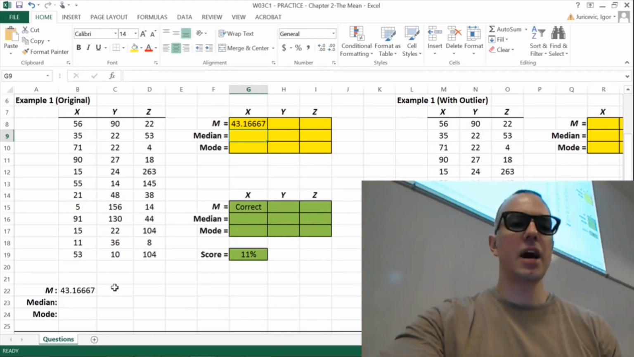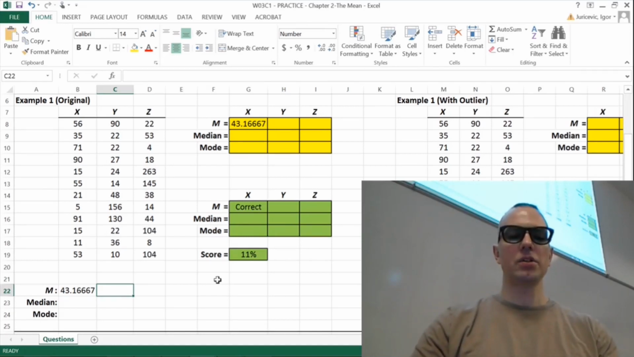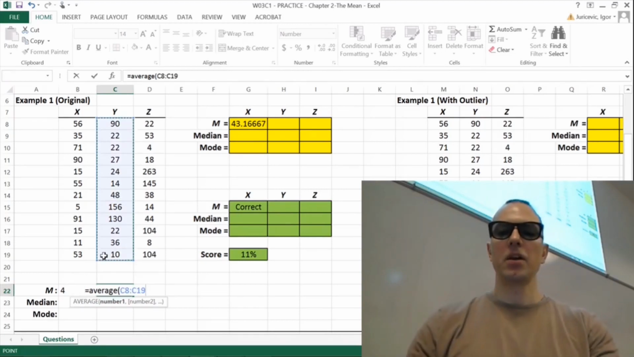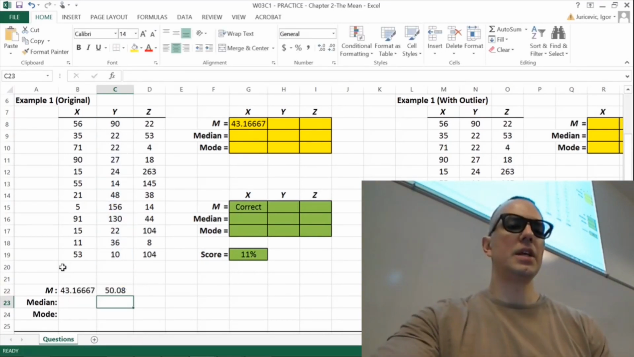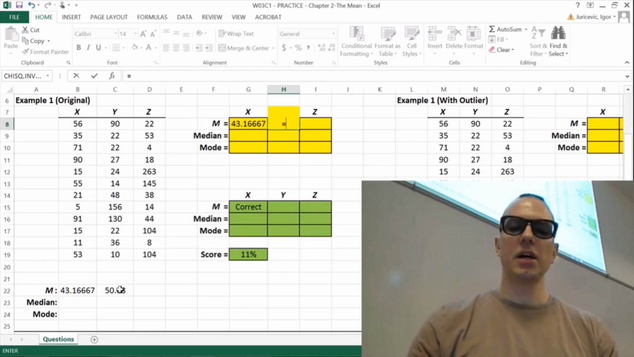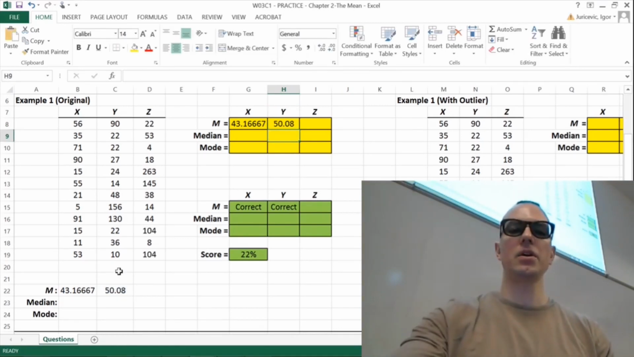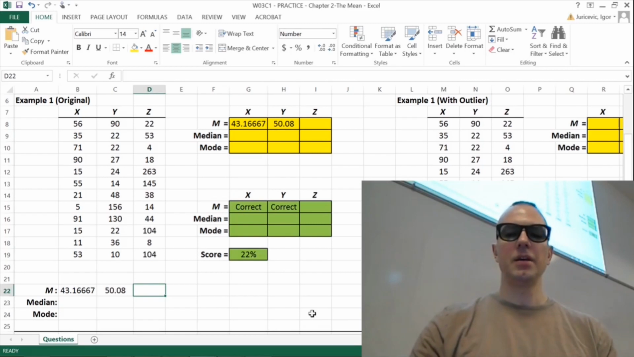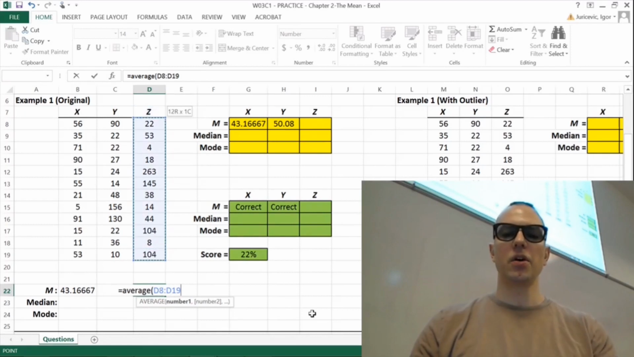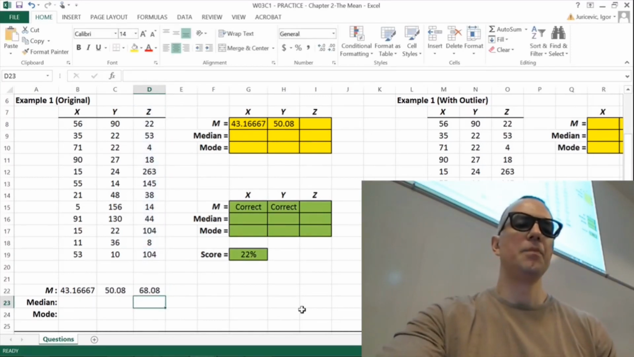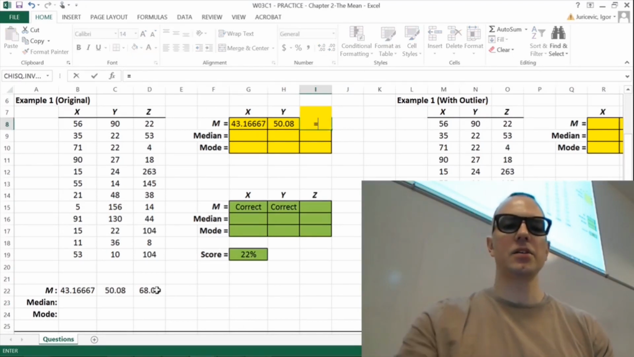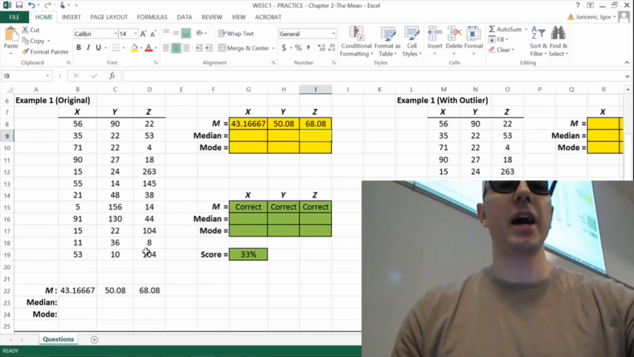All right, so let's do it now for Y. Once again, equals average, open parentheses, highlight your Y scores, close those parentheses, hit enter. We see that the mean for Y is 50.08. Pop that into our answer cell using the equals function, and we see that we got that one correct. And then finally for the Z scores, equals average, open parentheses, highlight your Z scores, close those parentheses, hit enter, and we see that we have a mean of 68.08. Pop that into our answer cell using the equals function, and we see that we have that one correct.